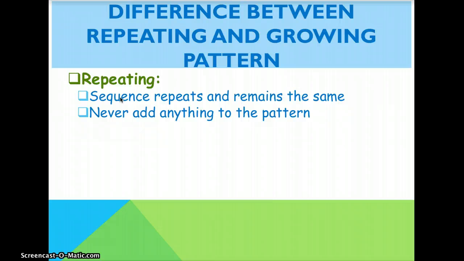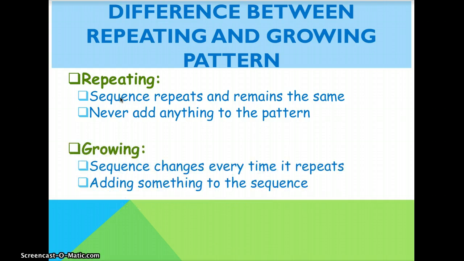So now that we have a good idea of what repeating and growing patterns are, let's review and differentiate between the two. Repeating patterns remain the same. They are predictable because the same sequence is stated and then repeated over and over. Nothing is ever being added to it and the pattern stays constant. A growing pattern, on the other hand, changes. An original sequence is stated, and then when it is repeated, another item or object is added to the original sequence. It is still predictable, but it is always growing.